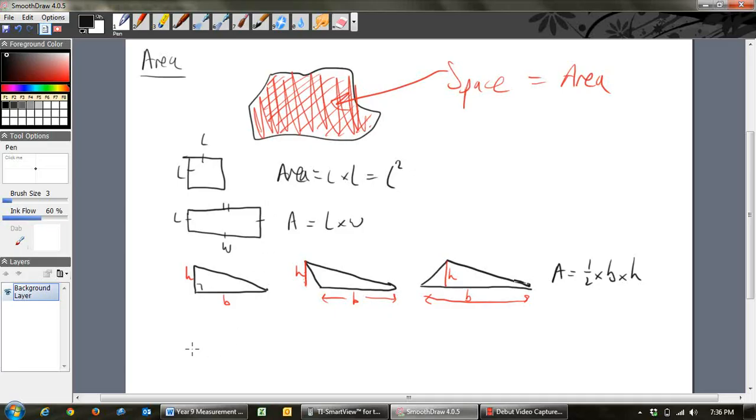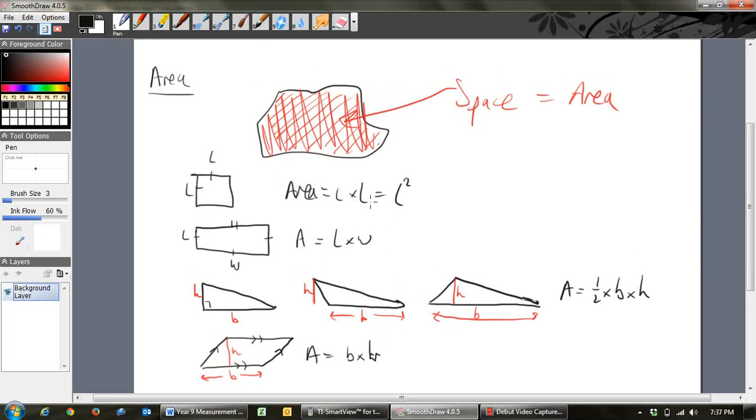You've also got parallelograms. Parallelograms are like this, where you've got all your opposite sides parallel, and we show that with little arrows, double arrows like that. If you've got your height, which is there, and your base, which is there, your area is just going to be like a rectangle, base times height. Nice easy one, that was terribly drawn. Base times height, and so that's the area of your parallelogram.